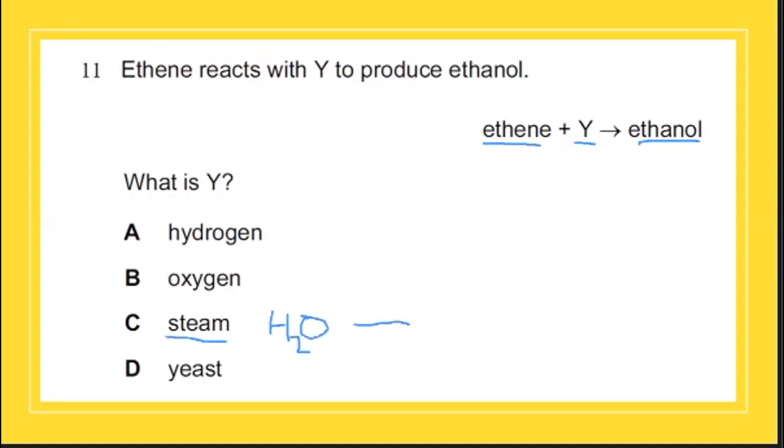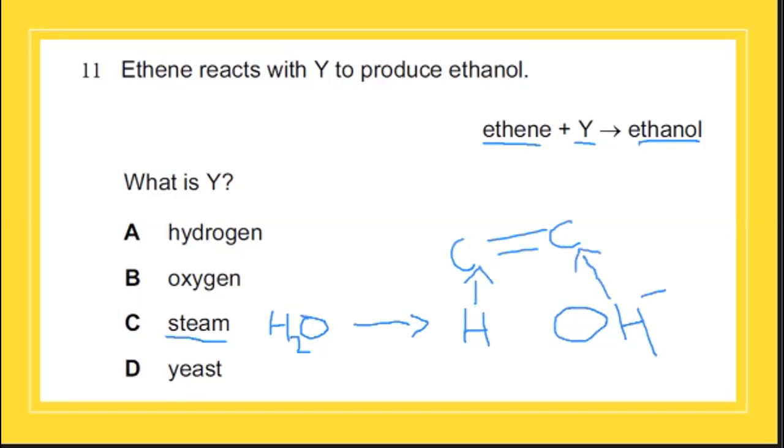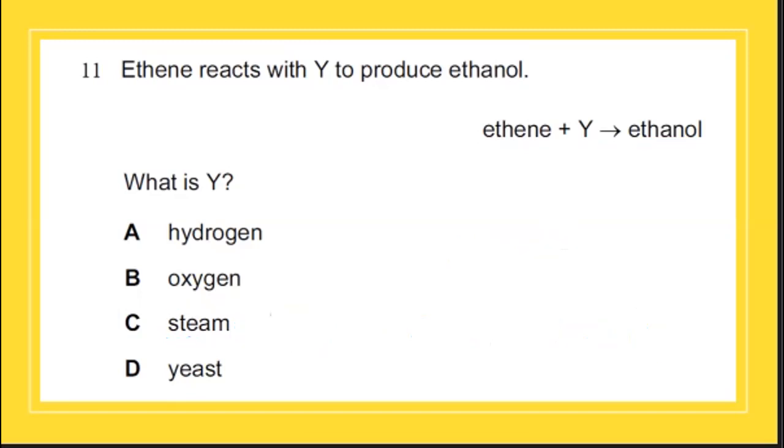This breaks apart into H plus ions and OH minus ions, right? And that is added across the double bond. The double bond breaks, H is added onto one side and OH is added onto the other side. So steam is our answer. The answer is C as in cat.